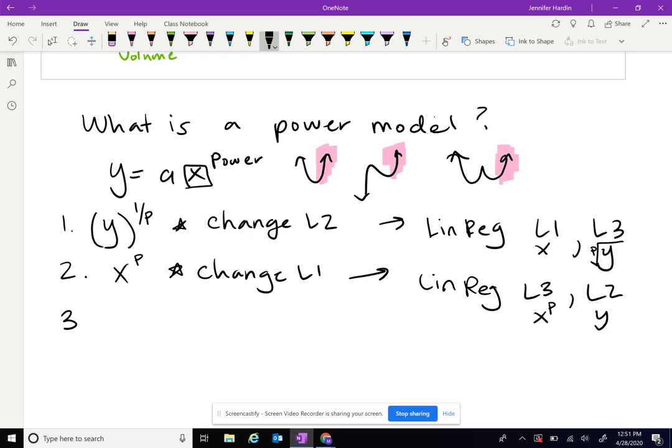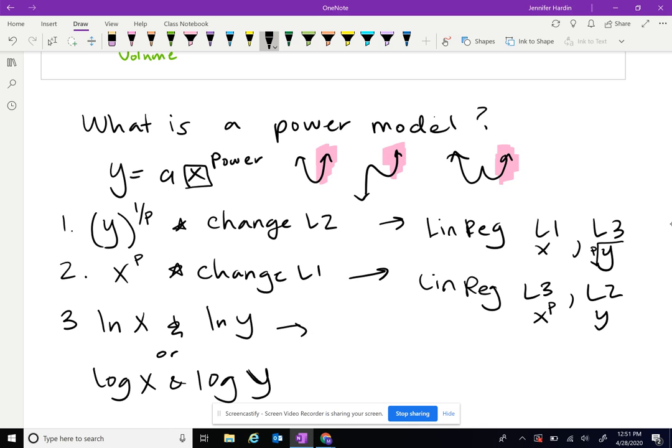Our last option is to take the natural log of x's and the natural log of y's, or the log base 10 of x and the log base 10 of y, so that now your linear regression would technically be new list 3 and 4, where you have the natural log of x and the natural log of y. Okay, so those are our options. So this is changing both.